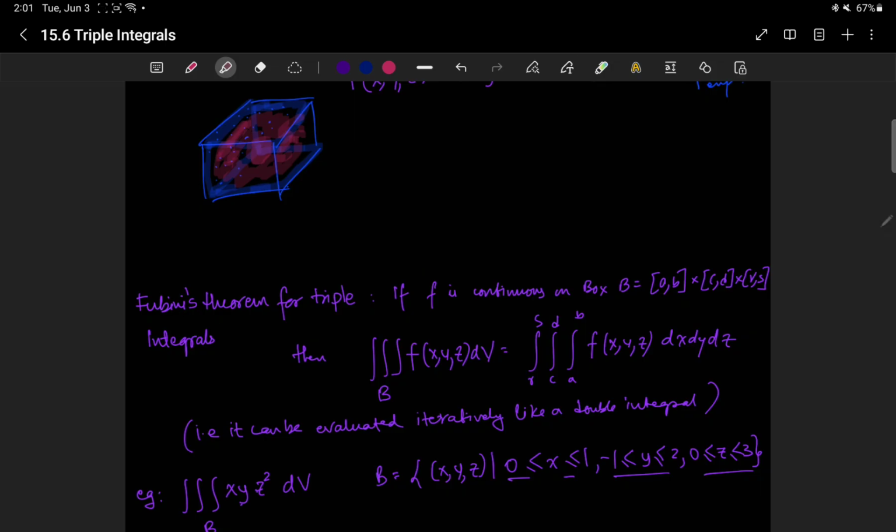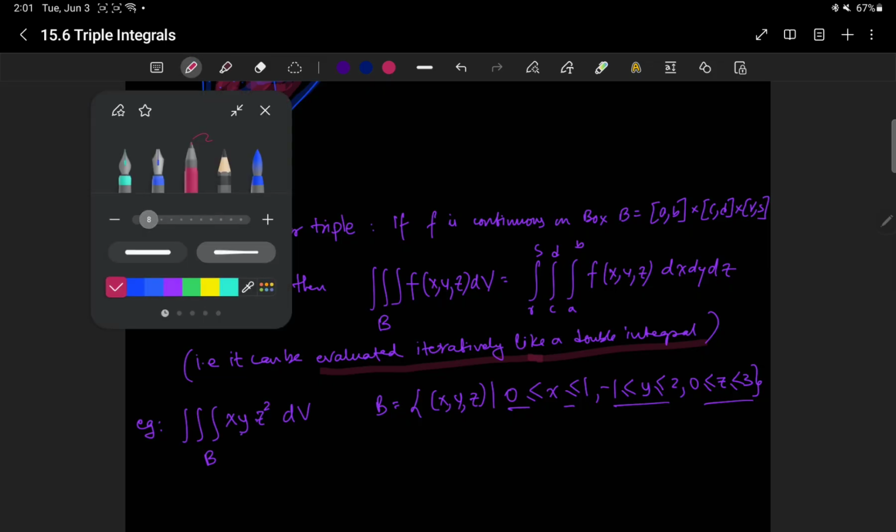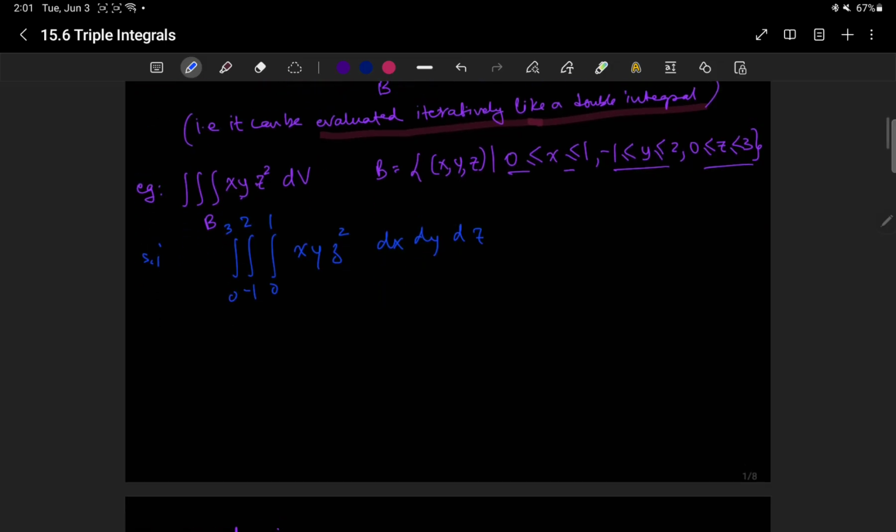So we have Fubini's theorem for triple integrals, which says that if f is continuous on a box defined by the room that you're in, [a, b] cross [c, d] cross [r, s], then the integral can simply be done as an iterated integral, just like a double integral. So we can iterate it thrice and find the value. For example, if this is a triple integral, all I'll do is boom, 3 integrals of x y z squared. I go dx, dy, dz. I read off the limits. x is 0 to 1, y is -1 to 2, and z is 0 to 3.